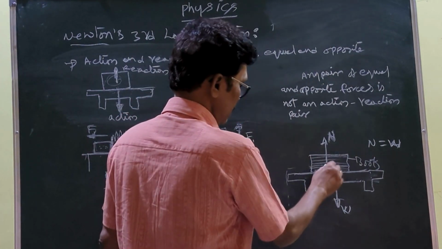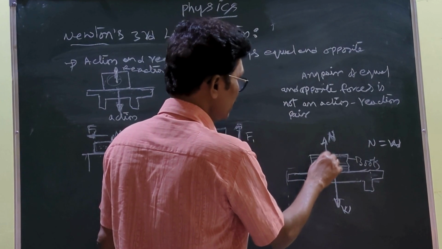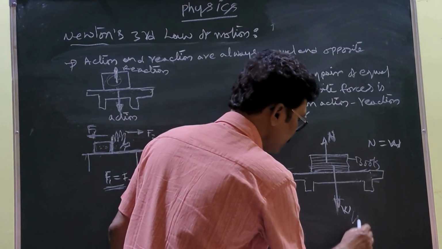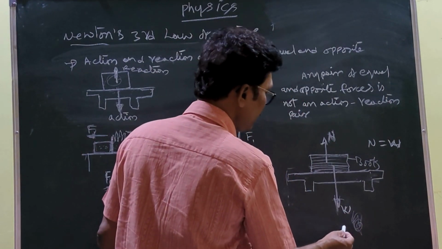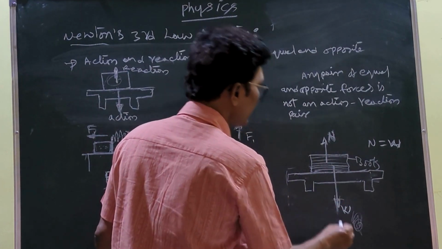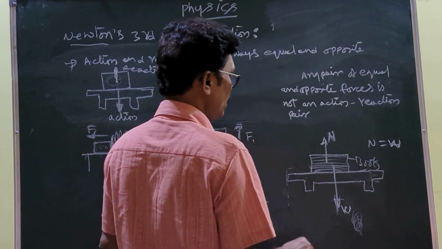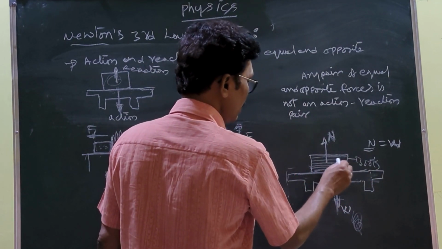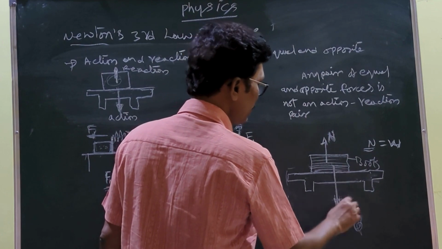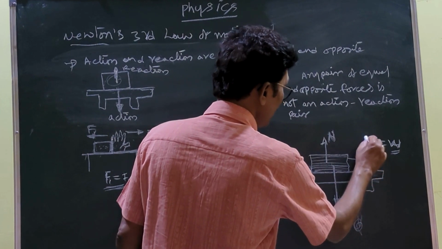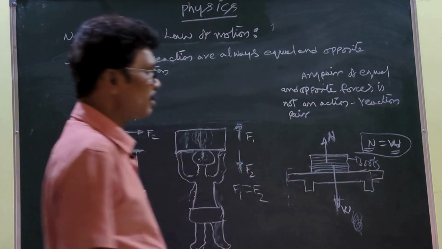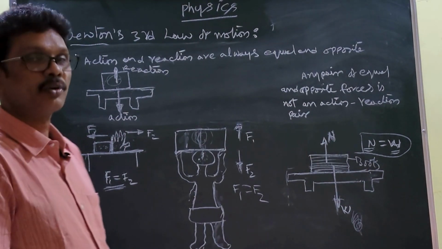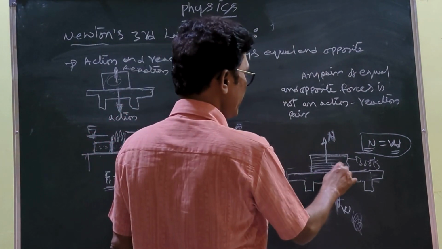Whereas that book's weight is acting in the downward direction because of the earth. The earth is pulling that book in the downward direction. So the normal force, the force exerted by the table, and the book's weight, acting downward, pulled by the earth, are a pair of forces that are not considered as Newton's third law, because the book's weight is due to the pull of the earth.